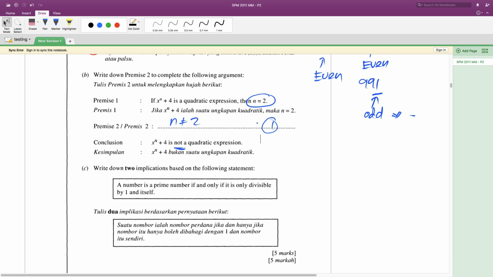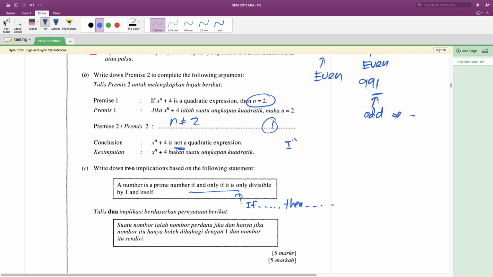Very easy. Write down 2 implications based on the following statement: a number is a prime number if and only if it is only divisible by 1 and itself. If you have this kind of case, "if and only if", remember that you always need to write "if something, then something". This is how you do this kind of question.